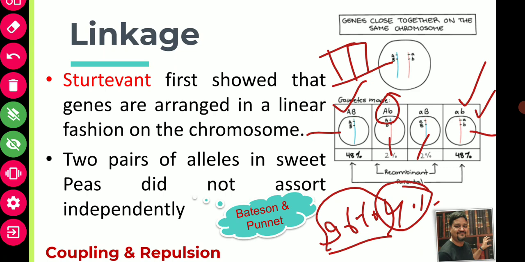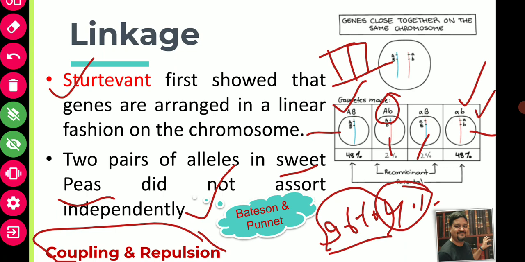Sturtevant was the first who showed that genes are arranged in a linear fashion on the chromosome. And it was observed that two pairs of alleles in sweet peas, that is Lathyrus odoratus, do not assort independently. This was given by Bateson and Punnett. When Bateson and Punnett were working with Lathyrus odoratus, that is sweet pea, they observed that the two pairs of alleles were not assorting independently, and at that time they gave the concept of coupling and repulsion.